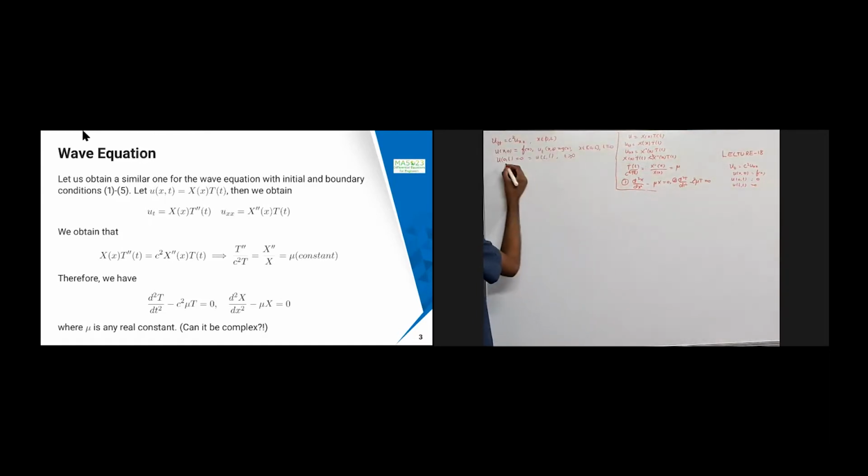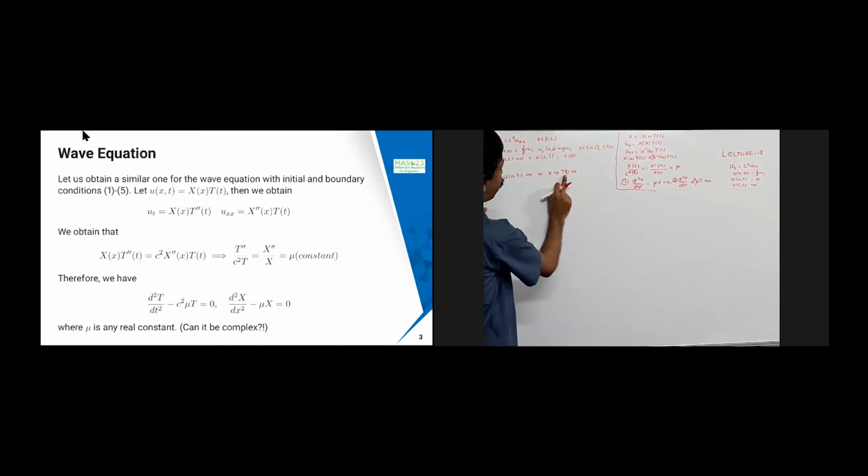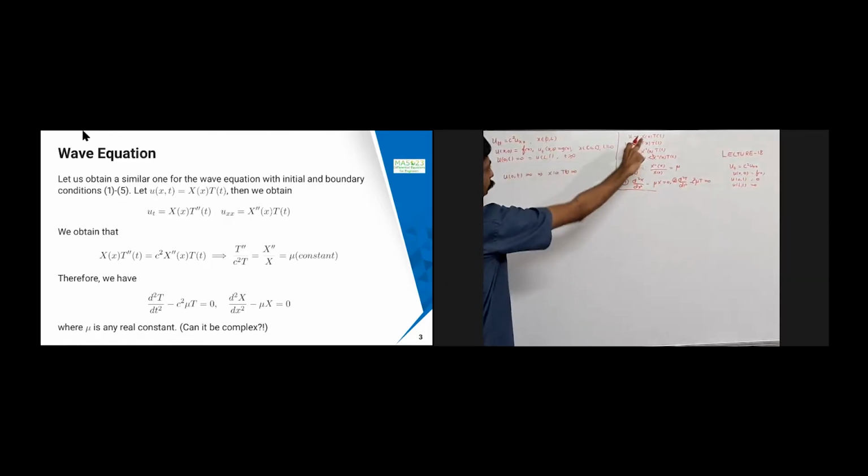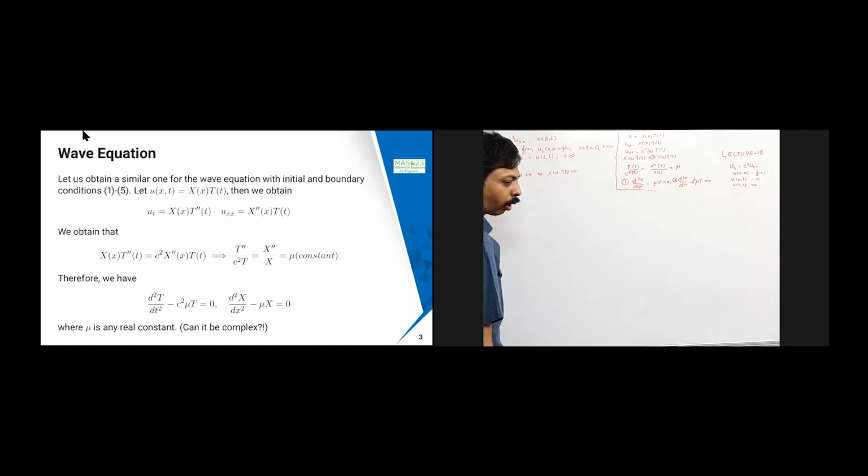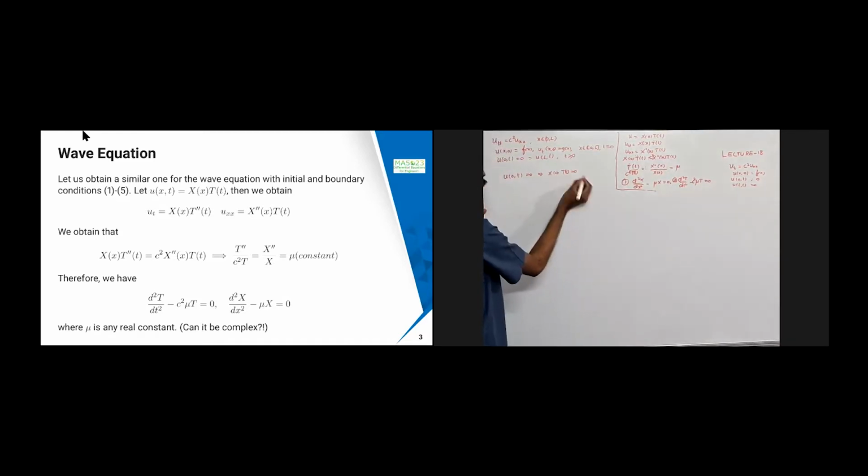If I apply u of 0 comma t equal to 0, because I have u equal to X of x times T of t, this implies X of 0 into T of t equal to 0. As we discussed in the last class, if T is 0, then it becomes 0 because it's a product solution, so we are not going to use that. We use T of t not equal to 0, which implies X of 0 equal to 0.